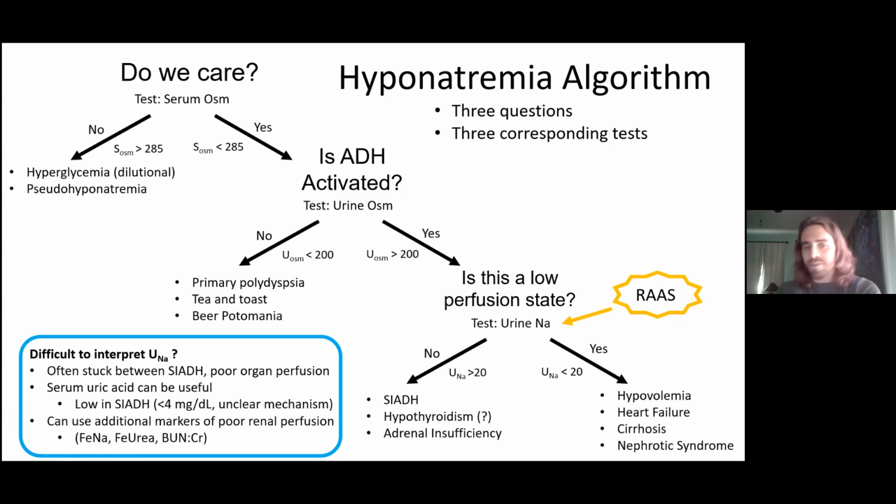And then you can also use additional markers of poor renal perfusion. So like a FeNa or a FeUrea if the patient's on diuretics. And then also just looking at the BUN and creatinine and the ratio. In SIADH, oftentimes we will have a very low BUN and a relatively low creatinine. So again, just looking at all of our standard things for identifying a pre-renal state, like imagine this was an AKI, we're trying to identify if there's poor perfusion going on to the kidneys, and this can be helpful for identifying between these two.